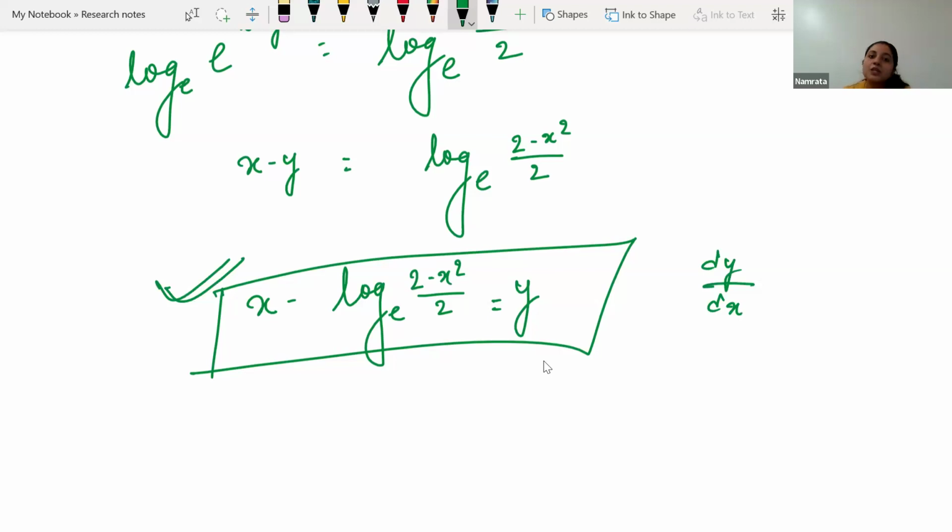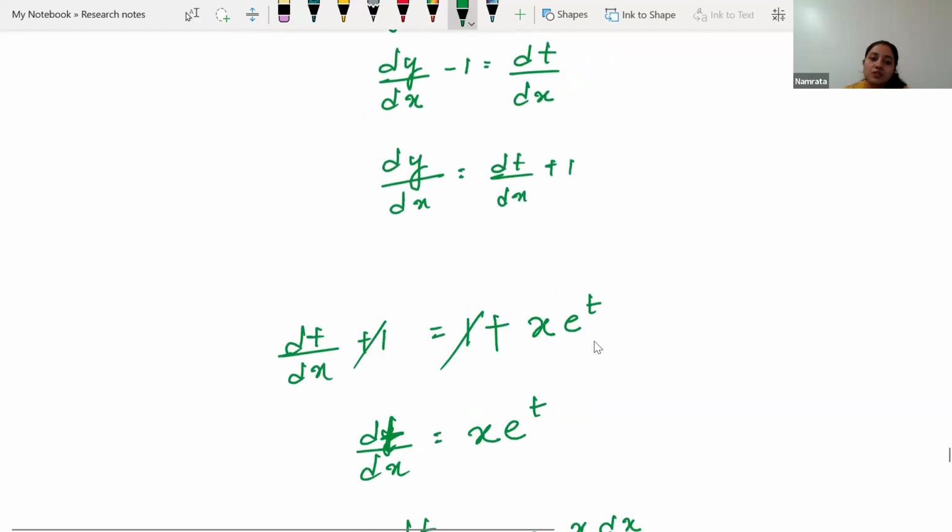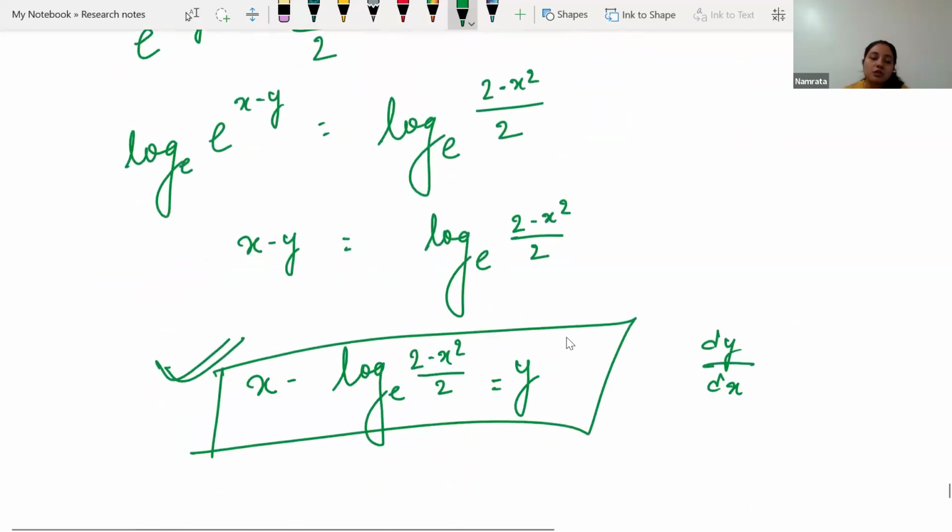So first, let me know whether it is clear or not. We have just solved this differential equation to get the solution. Is it clear to everyone?